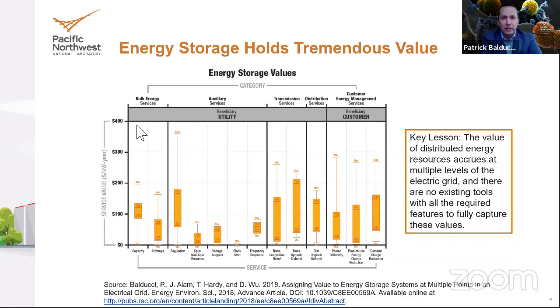Same thing with distribution upgrade deferrals. In many cases, the value is nil or zero. But in a few locations, it can be quite significant. If you can defer an investment in a distribution substation, for example. I'll get to that in more detail in a few moments as well. And you can see the behind the meter values varying quite significantly from one location to the next. And demand charge reduction tends to be a much higher value than time of use energy charge reduction.